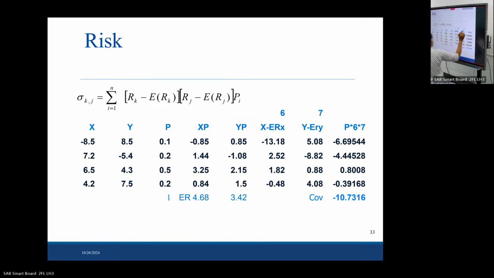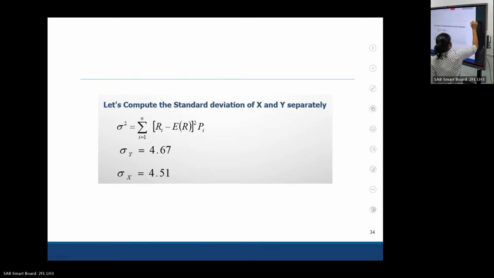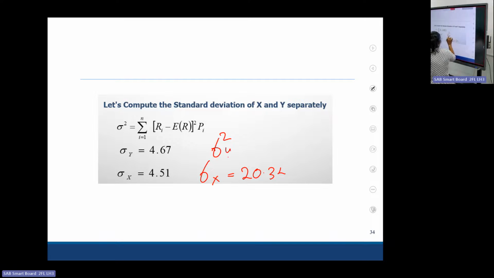Variance of the stock X is 20.35. So this is the answer, 20.35. So the variance of stock Y, you will get. What is the answer? Standard deviation again. If the standard deviation is correct, you can check the variance.